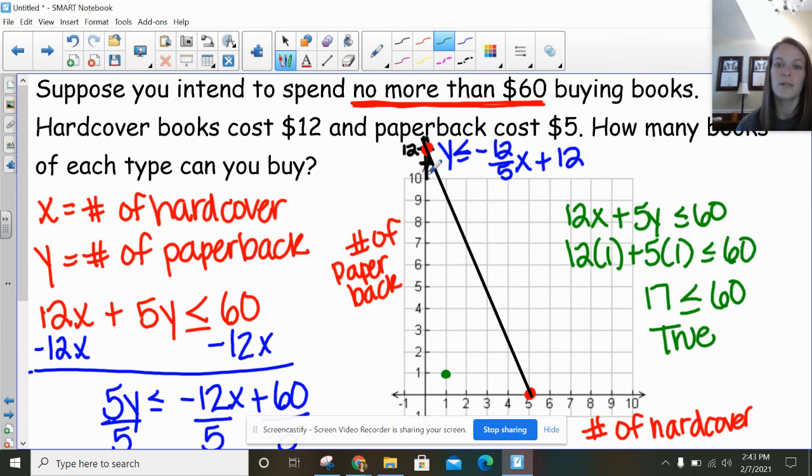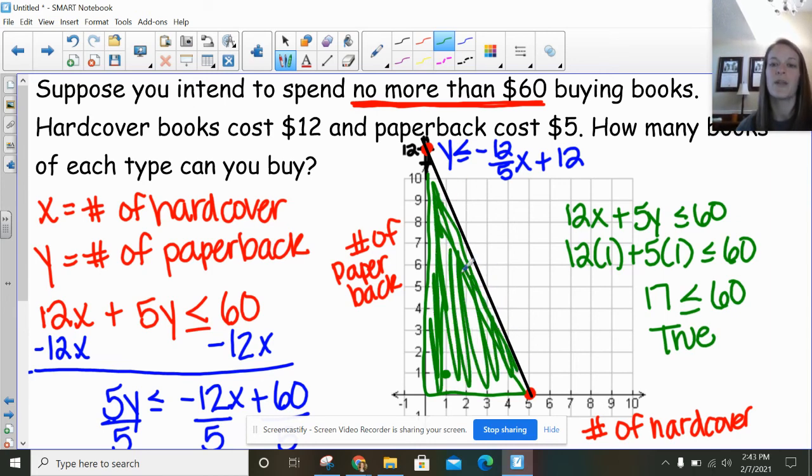Okay. And so all this means is that any value in this little area right here, okay, all of this, any combination of these will work. So meaning I could buy 3 hardcover and 3 paperback and I would still be under $60. I could buy 1 hardcover and 9 paperback. I would still be under $60. Okay. So go through your problems and see what you can do.